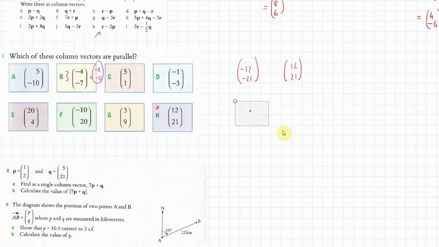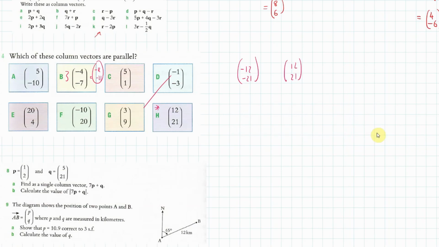Okay, now if I drew 1, 1, that's like this, across 1 and up 1. Now I'm going to draw minus 1, minus 1. So I start here, I go across 1, down 1. Do you see how those two are parallel? Okay, so they're parallel. Do we have any others?